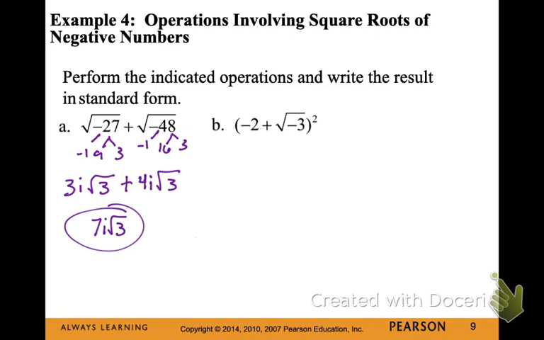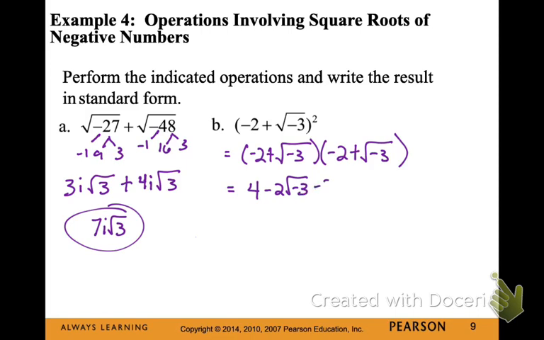Now in B, when we square an expression, that means we take that expression times itself. And so I like to FOIL when I have two binomials multiplied together. So negative 2 times negative 2 is positive 4. Negative 2 times the square root of negative 3 is that, and I have another one of those. And then the square root of negative 3 times the square root of negative 3 is just negative 3. Notice I have set that aside in parentheses.